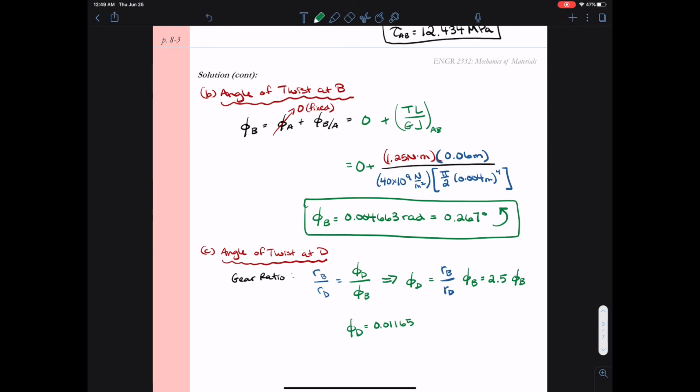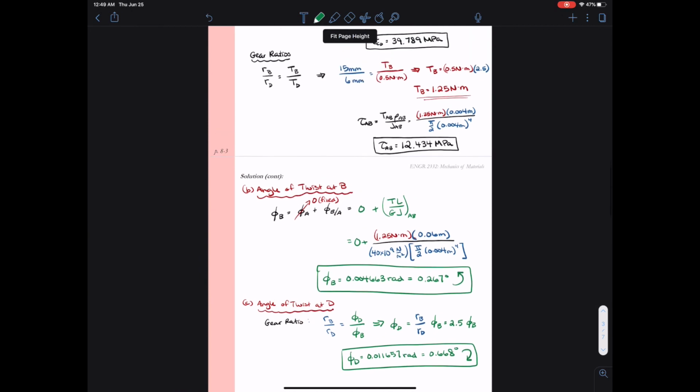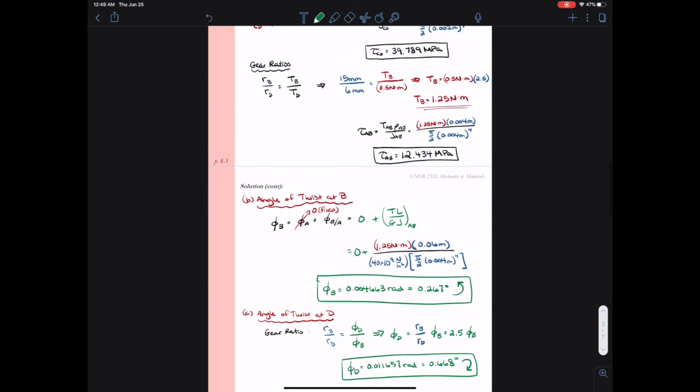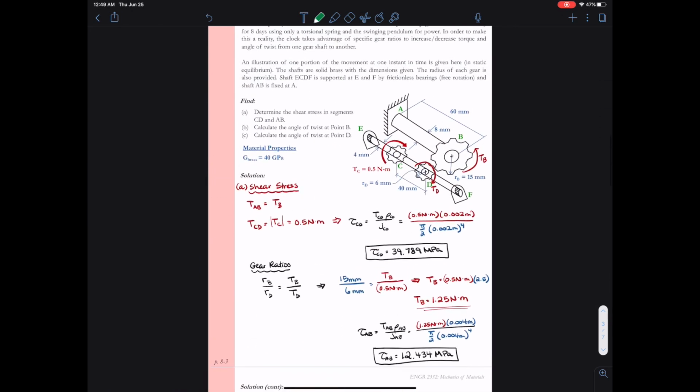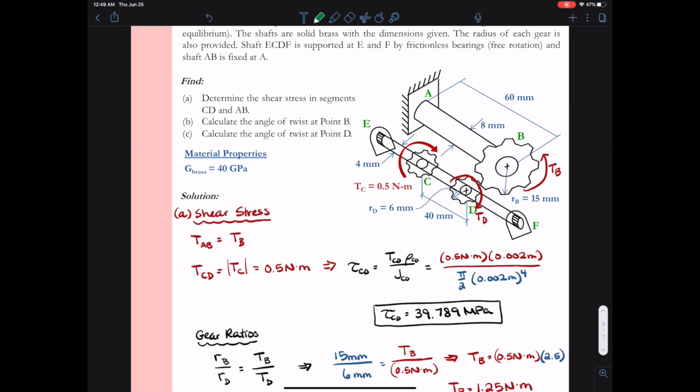So 2.5 times the number given above gives us that the angle of twist at point D is 0.011657 radians. And again, if we convert this to degrees, it would be 0.668 degrees. This rotation will be clockwise because, if we're following the system dynamically, as gear C rotates, gear D is also trying to rotate clockwise. Or we can just look at the gear teeth. As gear B rotates counterclockwise, gear D has to rotate clockwise because at the gears, the motion switches direction. The torque will switch direction.